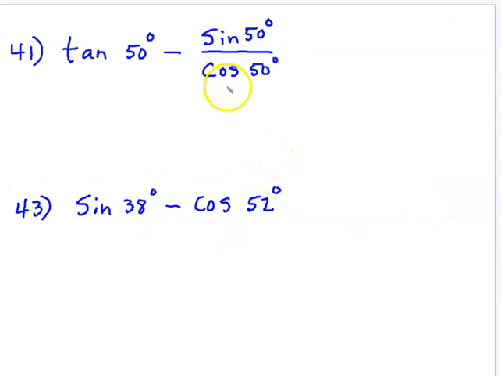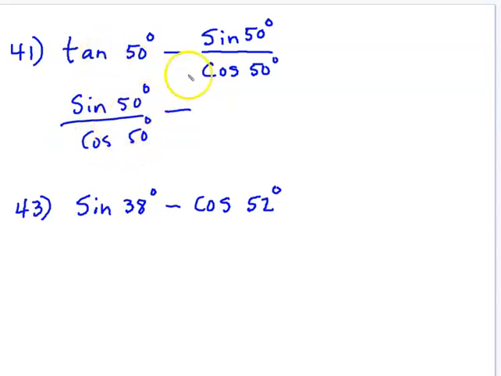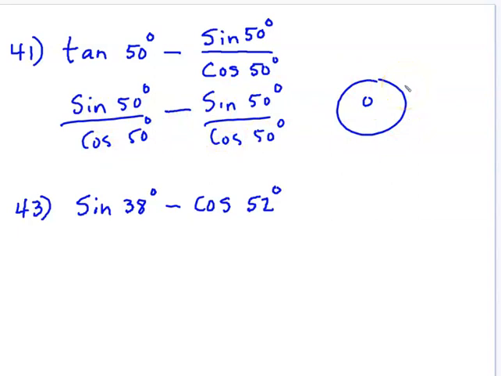All right, so I see sine and cosine already presented here in this fraction, so I'm going to change tangent into terms of sine and cosine. That's one of our quotient identities. Tangent is sine divided by cosine. So I rewrote tangent so that it basically matches this fraction that's already given. I don't have to do anything to this. And now when you subtract these, you get an answer of 0 for number 41.